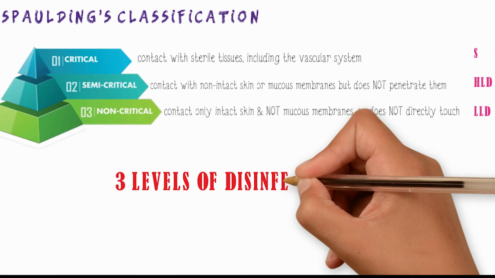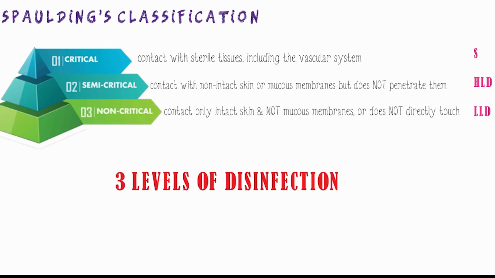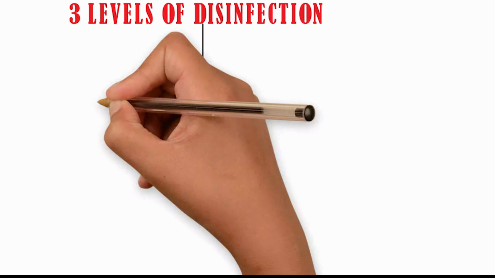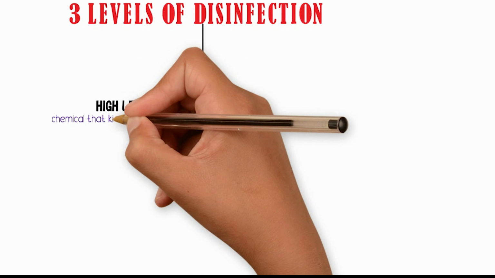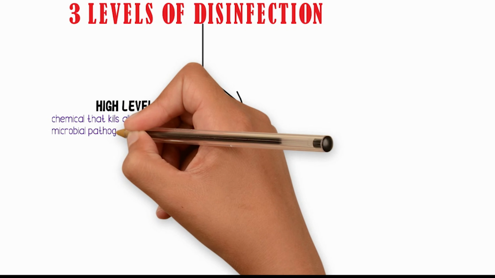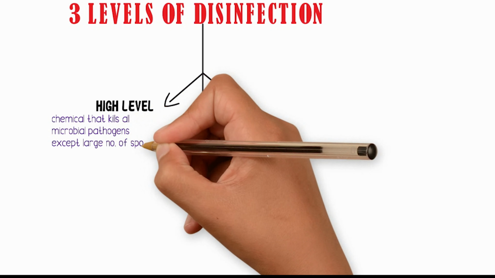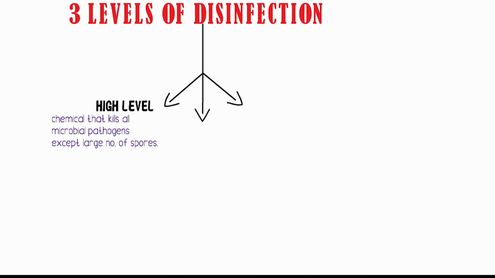This brings me to the next point, the three levels of disinfection. First is the high level of disinfection. Using these will kill all the pathogens, the bacteria, viruses, fungi, but not always spores. They can act as sporostatic but not sporicidal. Examples include glutaraldehyde and hydrogen peroxide.